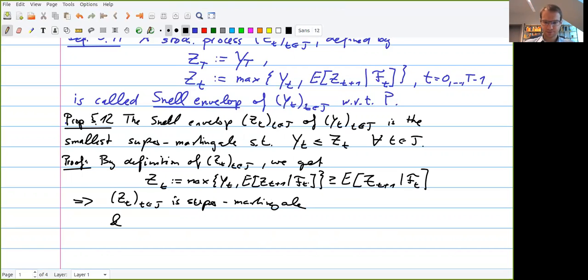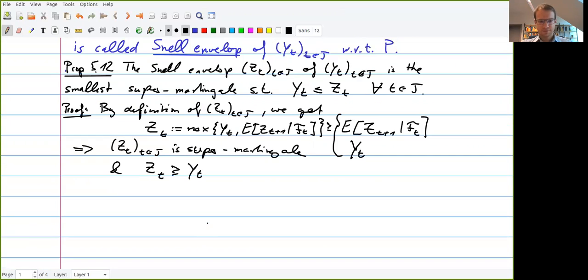And here we also see that we can estimate it from below by y. Instead of taking the second ingredient of the maximum, we take the first one, and this is what we have here. So it's indeed a supermartingale dominating the process y.